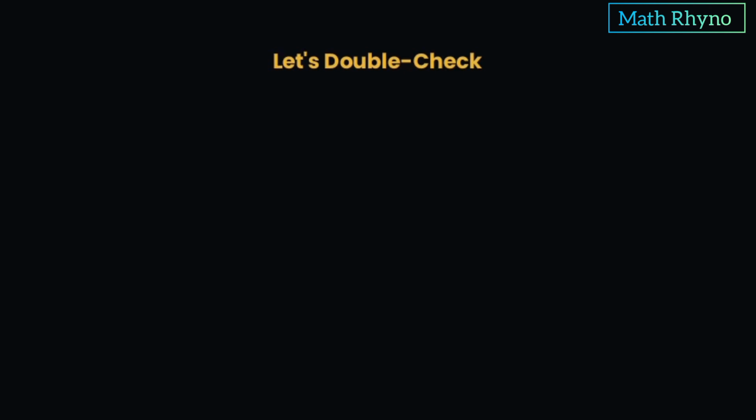Let's double check with decimals just to be sure. The original expression works out to approximately 3.464, and 2 root of 3 works out perfectly to approximately 3.464. Perfect match.